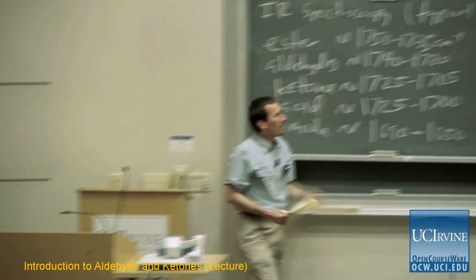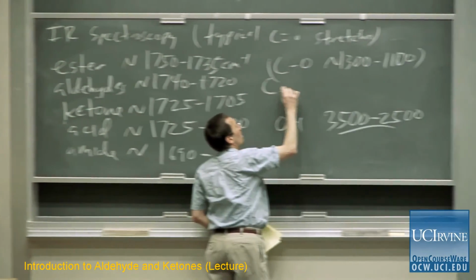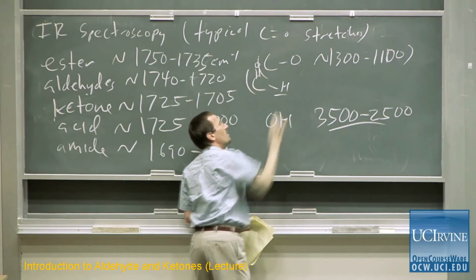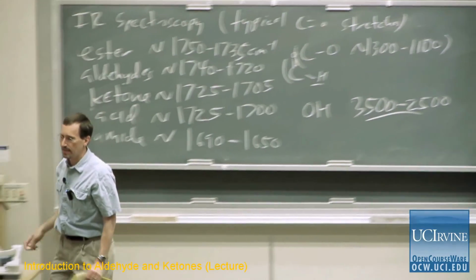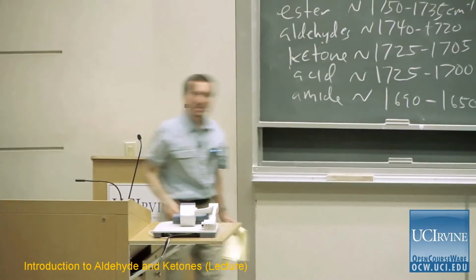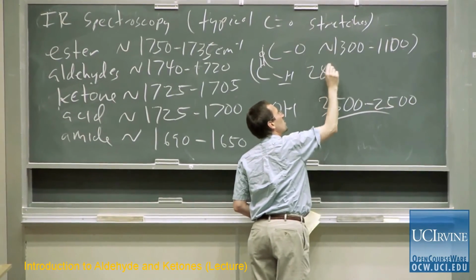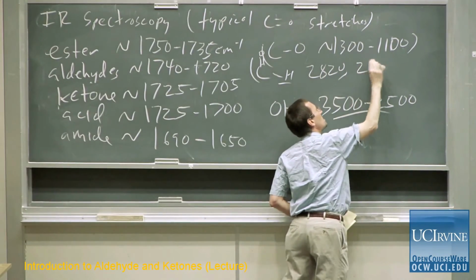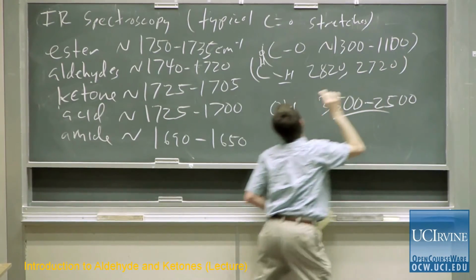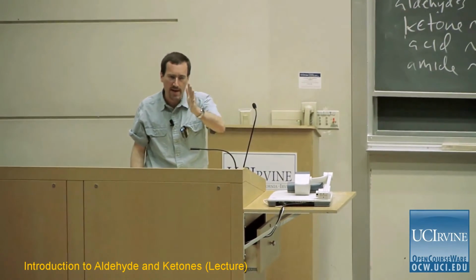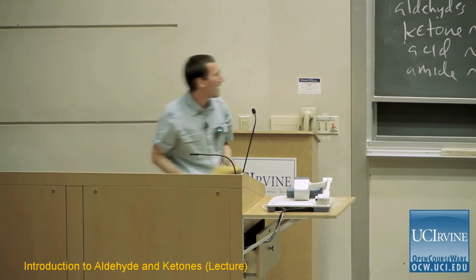Aldehydes also have little hints. For example, the aldehyde hydrogen gives you a couple of bands from the CH stretch. The CH stretch typically shows up right at the lower edge of the CH stretching region, at about 2820 and 2720. They're sometimes hard to pick out because they're right on the lower edge of all of the other CH stretches, but if you look hard, sometimes you can pick them out.